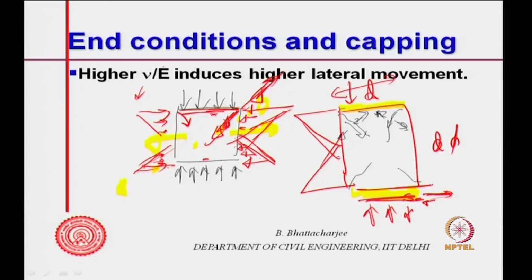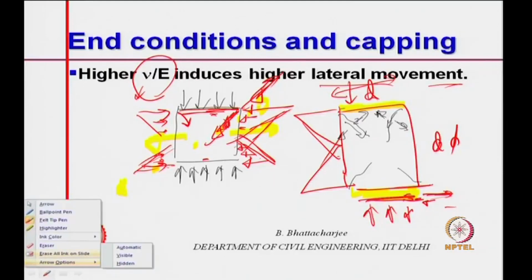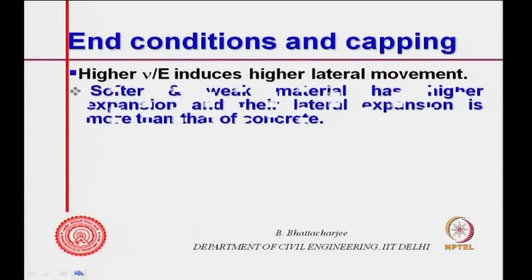If E is less, this term is going to be higher, and if nu is more, this term is going to be higher. So, higher nu by E induces higher lateral movement. That is what we have understood, I am just erasing it out now.